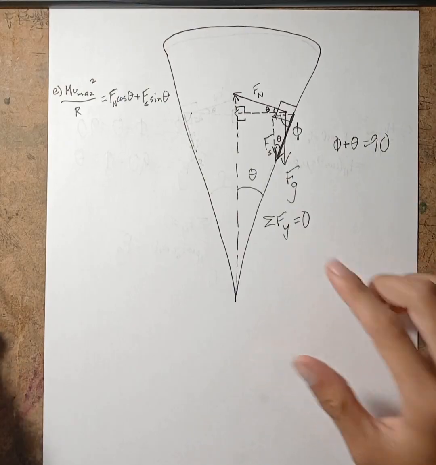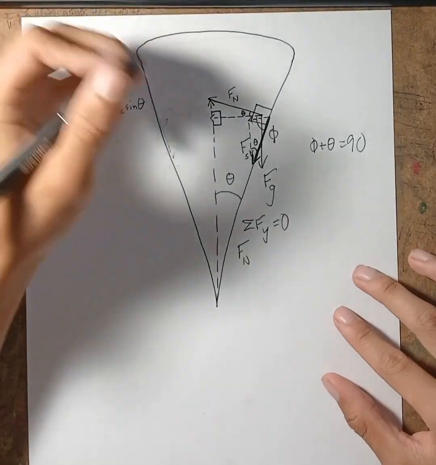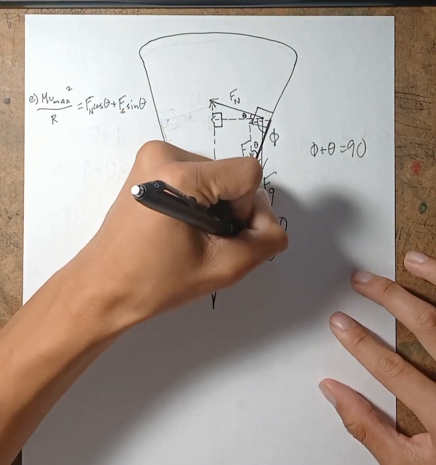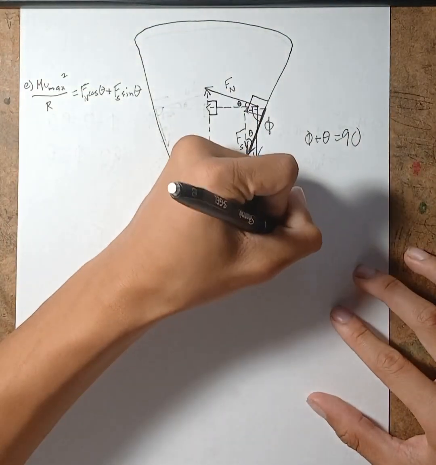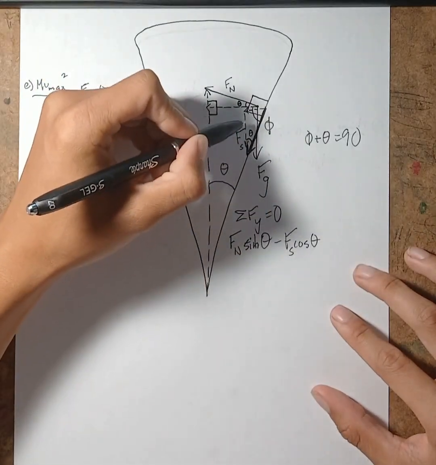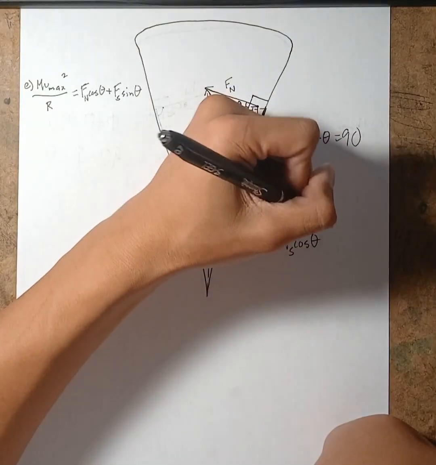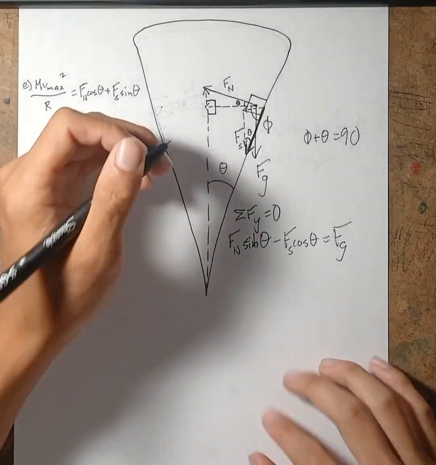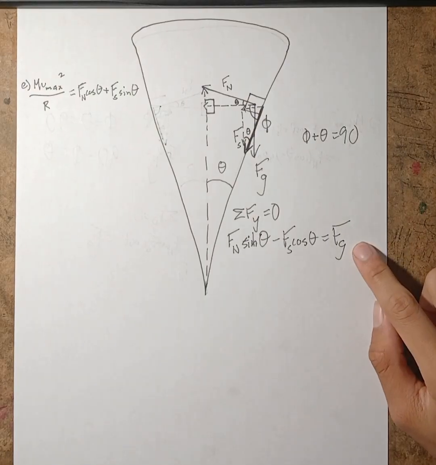Now, as for the forces in the y direction, they all equal 0, and the only one pointing up in this case is Fn. So we'll put that one first, and then Fn sine theta, minus Fs cosine theta, because the vertical component of Fs here is adjacent to theta. And then we're going to set that equal to Fg. There's a reason for that.